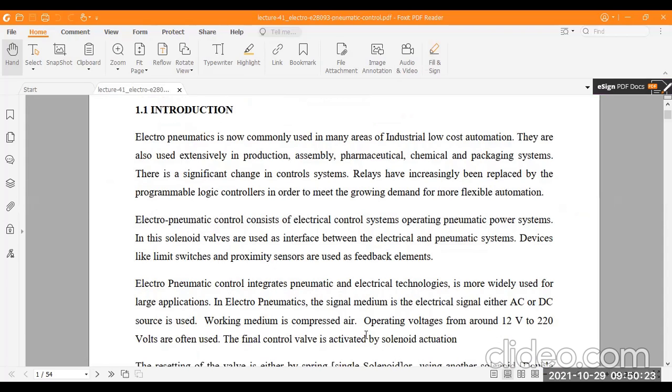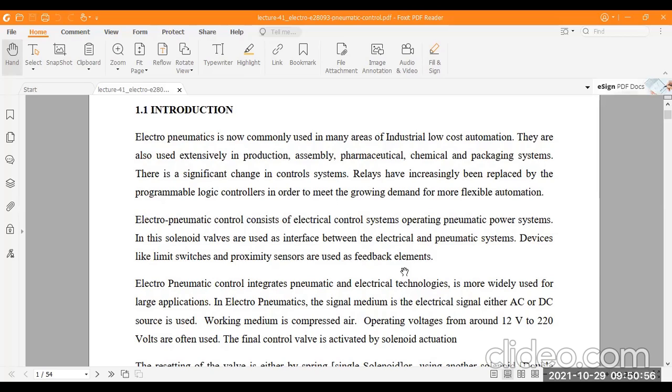This electro pneumatic control consists of electrical control systems, and it is also an electromechanical control system. Okay, so this is very important. It is an electromechanical part operating pneumatic power systems, in which solenoid valves are used as the interface between the electrical and pneumatic systems. Devices like limit switches and proximity sensors are used as the feedback elements.